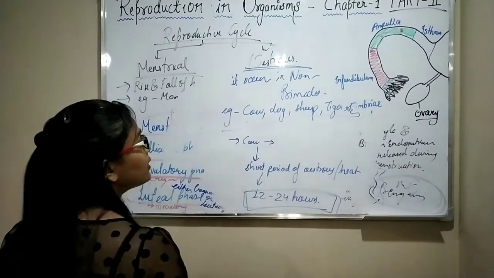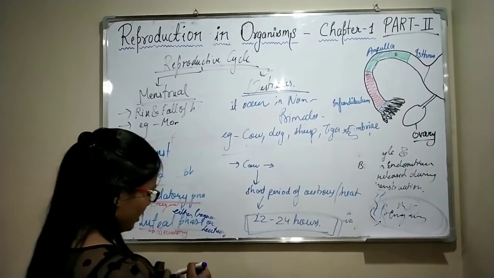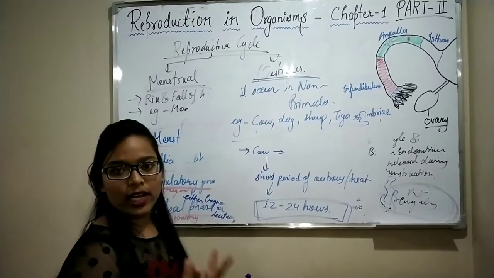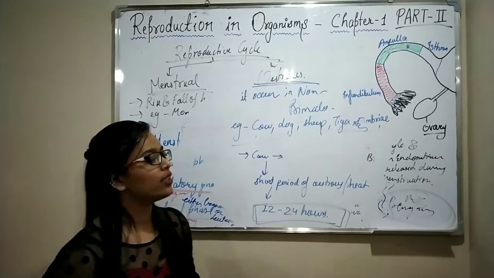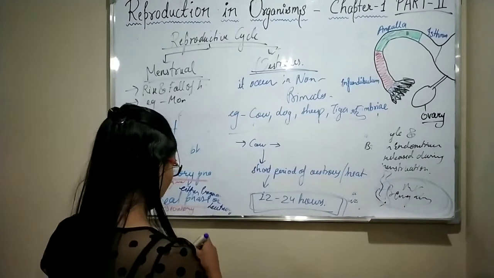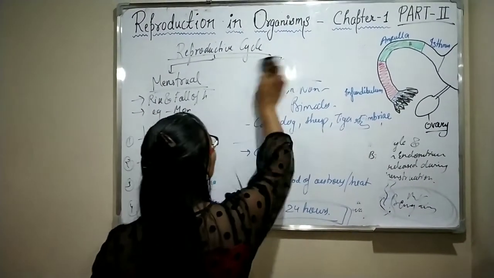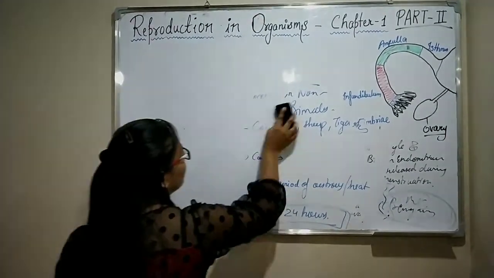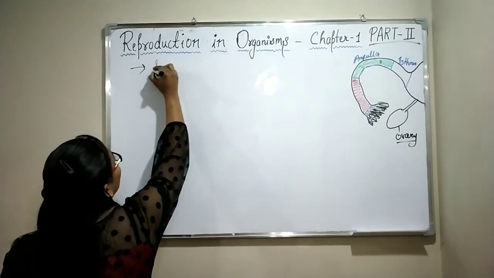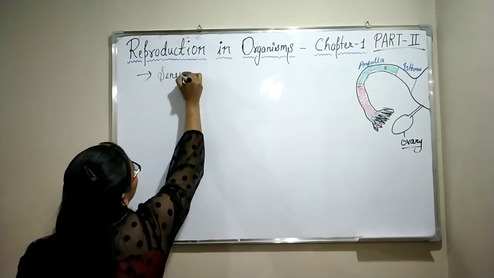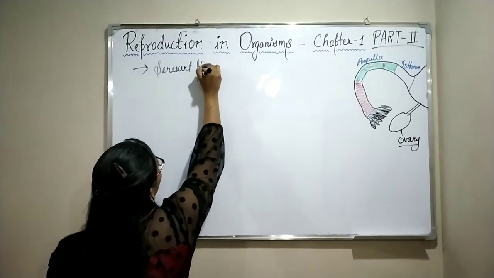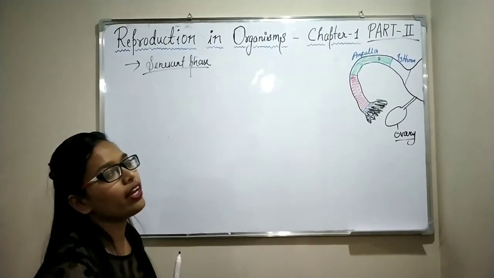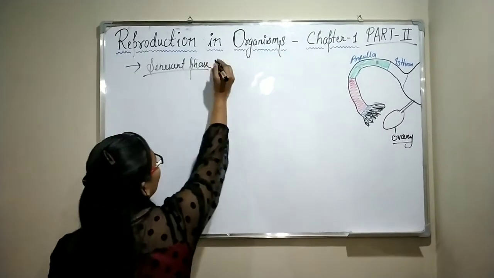Now the last thing which is remaining is the senescent phase. Till here we have completed juvenile or vegetative phase and reproductive phase. Now we will come to the senescent phase. Two phases we have already discussed, juvenile and reproductive phase, and the last one is senescent phase.